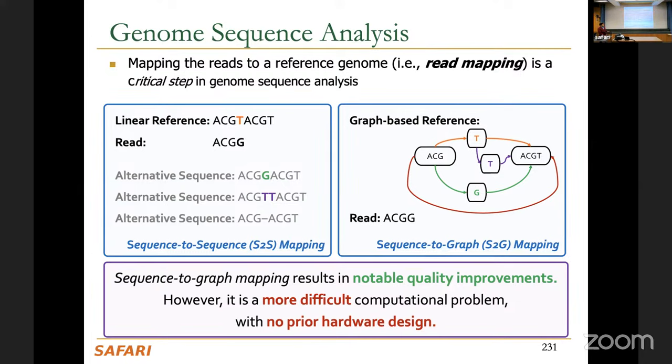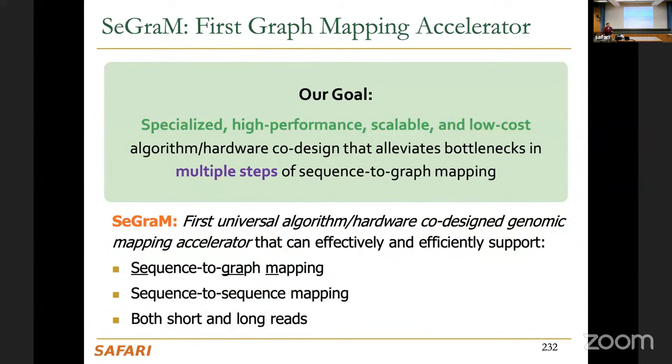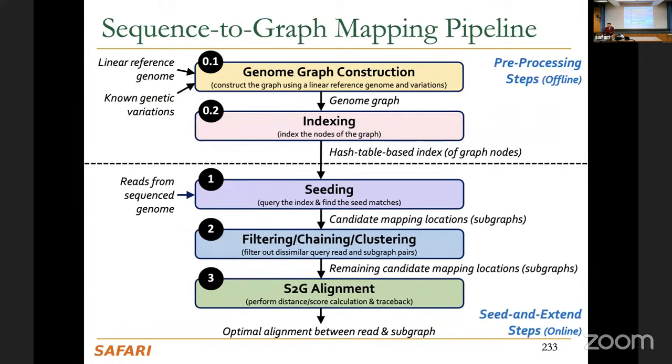But this is basically enabling us accurate analysis, but also includes some more difficult computational problem with no prior hardware design. And our goal in SAGRAM is to co-design hardware and software together so that we can also accelerate the sequence to graph mapping. And these are the steps in the sequence to graph mapping. The idea is to accelerate almost all of these steps so that we can minimize the data movement between these steps so that we can accelerate the entire application. And this is what we're doing in SAGRAM.